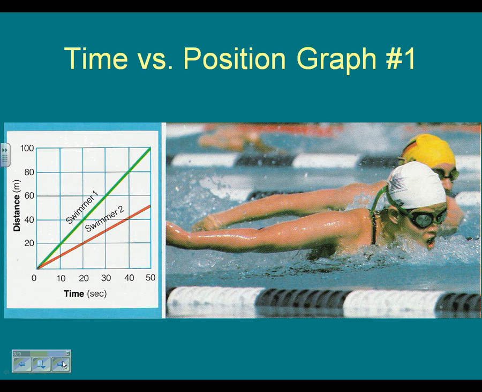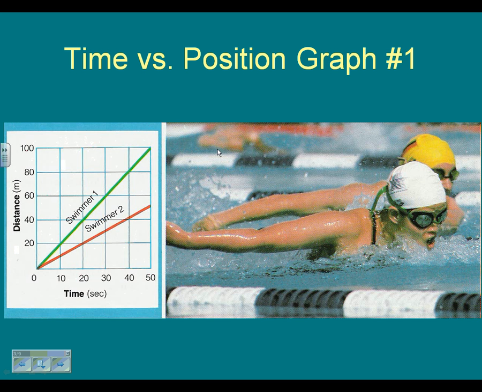Starting off, here are 2 time versus position graphs for these 2 swimmers shown in the picture to the right. Swimmer 1 wearing the white cap, swimmer 2 wearing the yellow cap. And the graph to the left details the position of those 2 objects over a specified period of time. Now, you might look at this graph and go, the y-axis doesn't say position, it says distance. I got this graph out of a book that's at a lower level than the class that you're taking right now, so they're not real picky about those things.